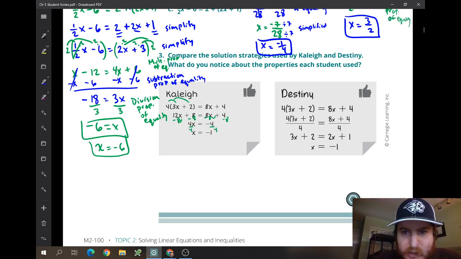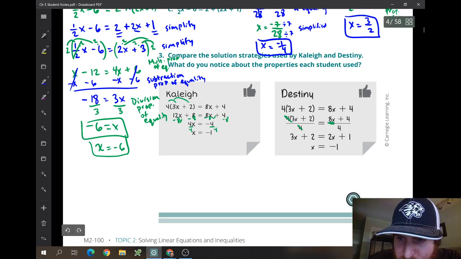Now let's look at Destiny. Destiny has the same exact equation. Destiny ended up saying, hey, let me divide both sides by 4 first. So she divided both sides by 4. And so here the 4s cancel out. So she got 3x plus 2. She just removed the parentheses because they're not needed anymore. On this side, she wrote it like this. I like to divide every term by 4. I think that makes it easier on ourselves. So you can just divide every term by 4.